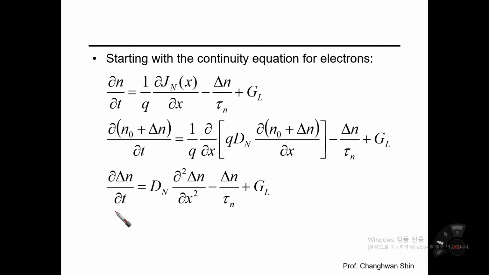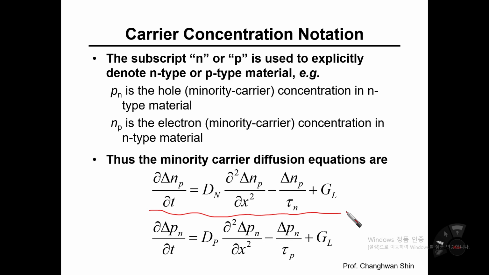Take a look at this equation and take a look at this equation. Almost the same, other than the subscript p being included. Otherwise, the same. So what is the meaning of the subscript, p or n? Now let's take a look at the meaning of the subscript. Herein, the subscript n or p is used to explicitly denote n-type or p-type material.